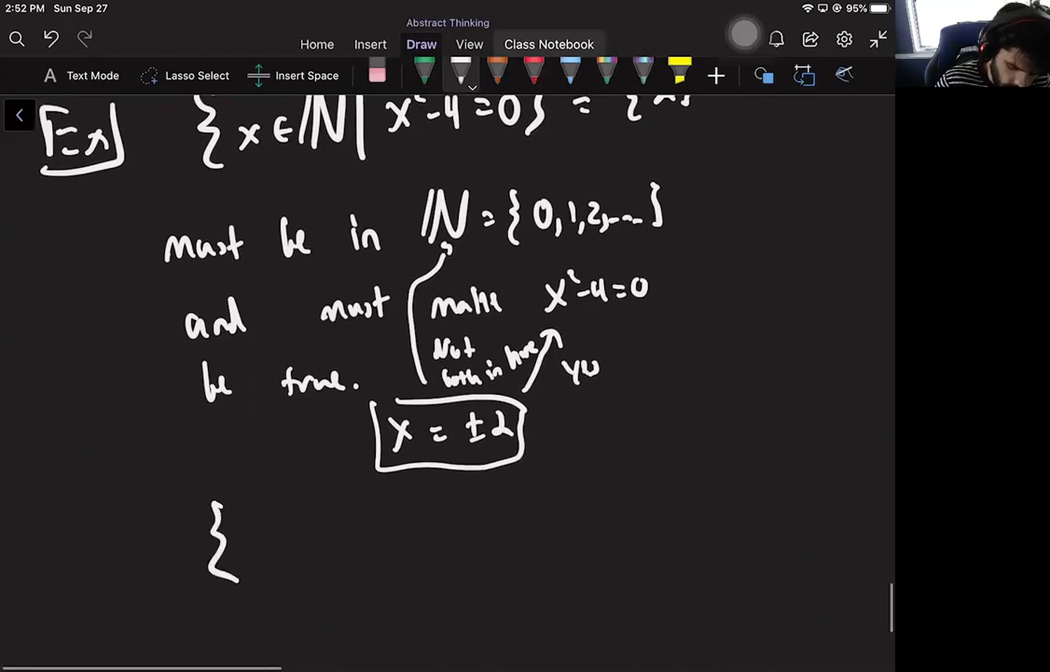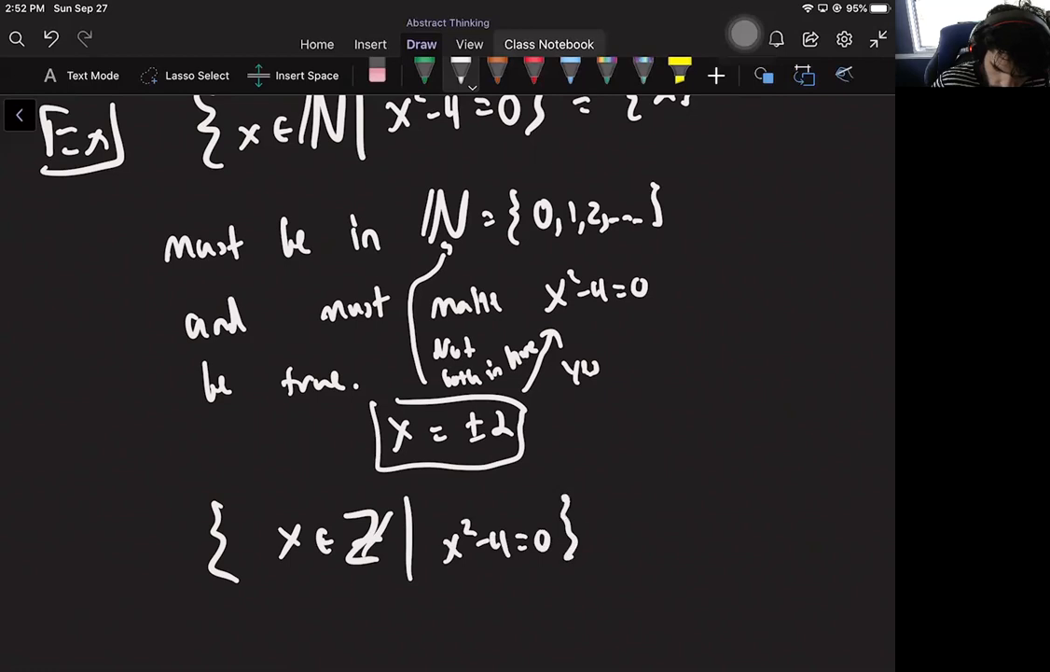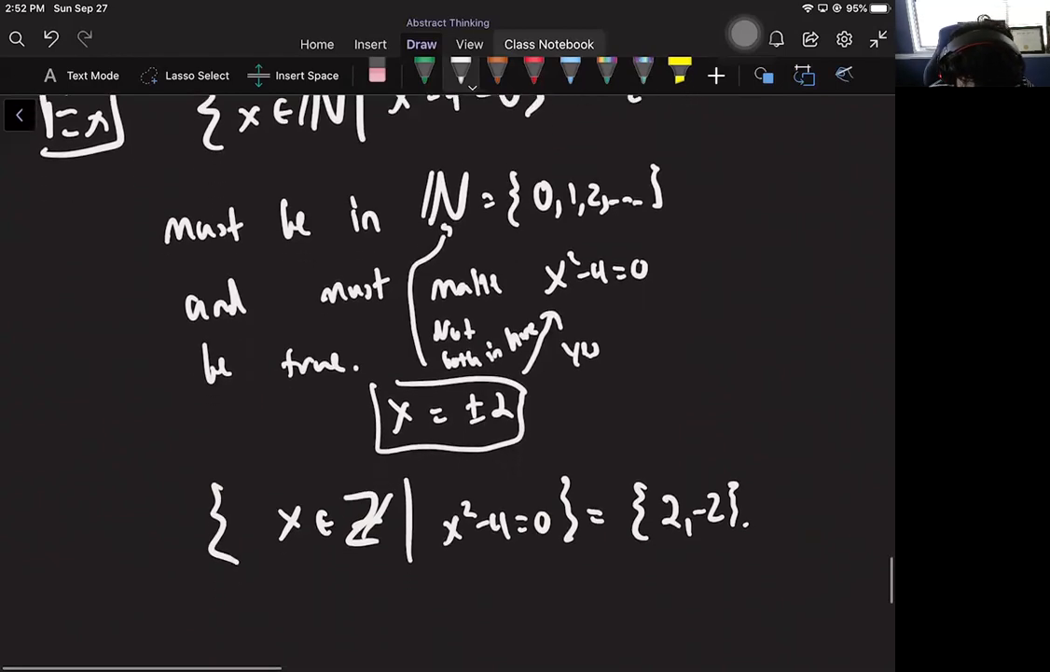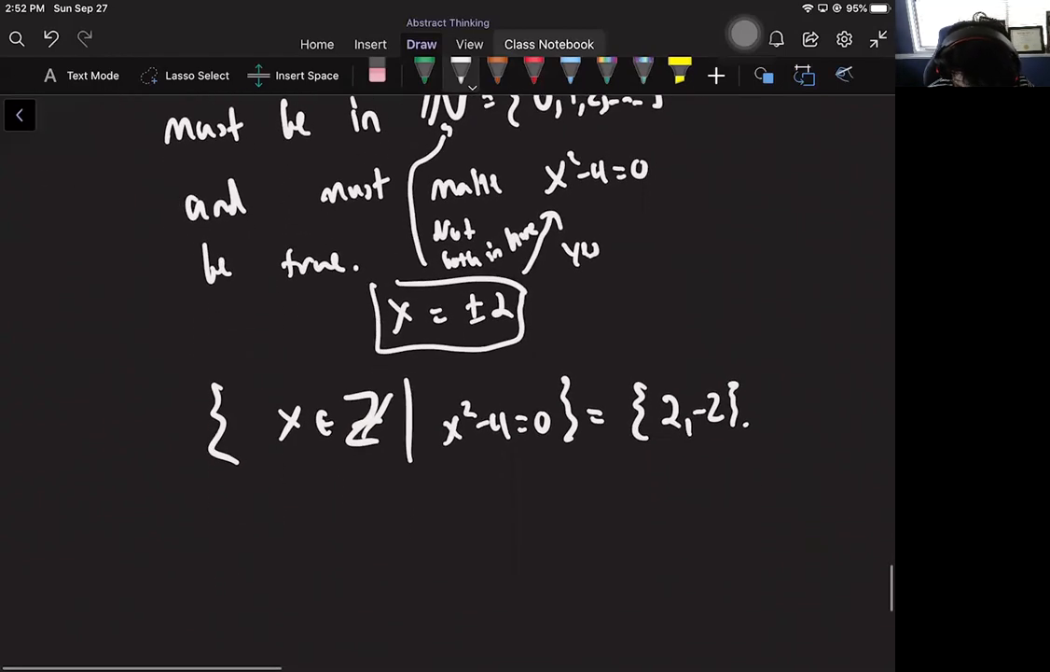Okay. Meanwhile, if I change the N to a Z, now I'm allowed to include both solutions. So this set is the same as that set, but listed out instead of in set builder notation. Okay.